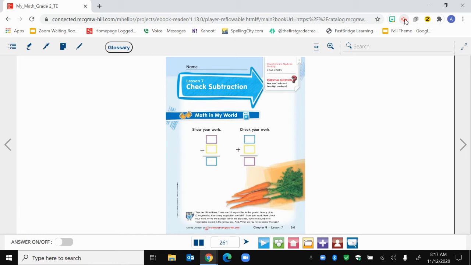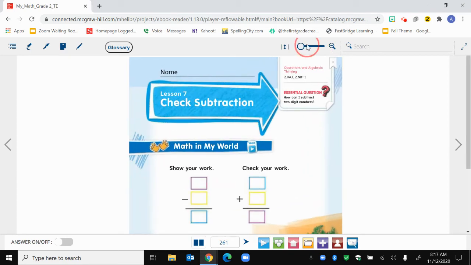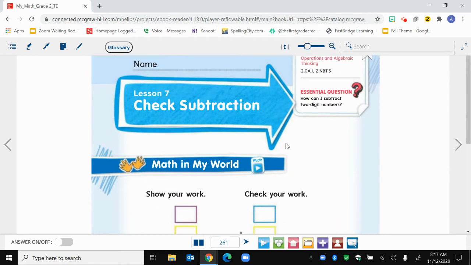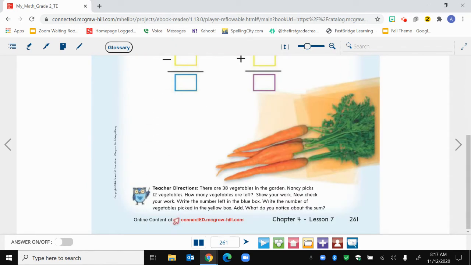Okay, so our problem down here, I'm going to zoom in a little bit, because when I am not zoomed in, my handwriting is crazy. All right, it says, there are 38 vegetables in the garden. Nancy picks 12 vegetables. How many vegetables are left? Show your work and then check your work.